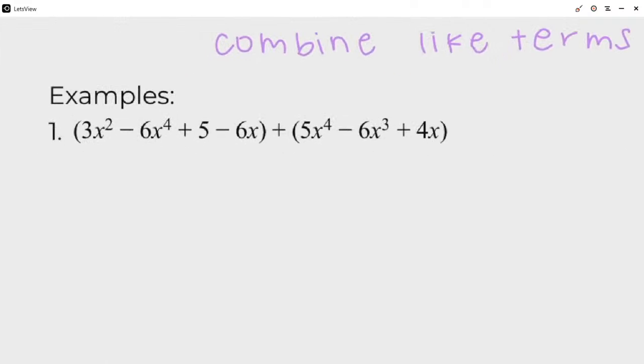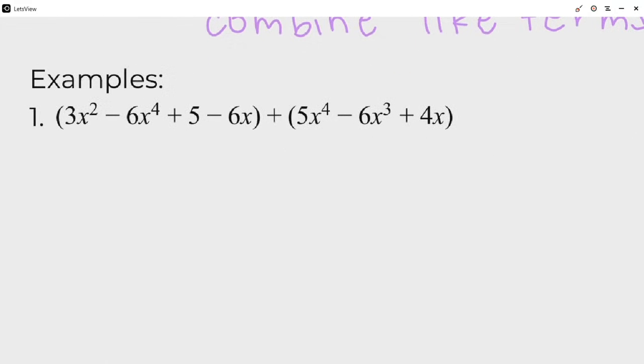Okay, so for this first one here, we are going to look for the like terms and combine what we can. So I'm going to start with the highest degree. So that would be x to the fourth. So I have a negative 6x to the fourth plus a 5x to the fourth. So that's going to be negative x to the fourth.